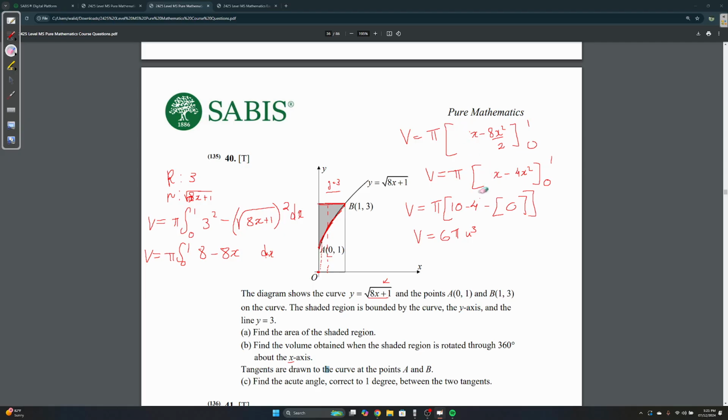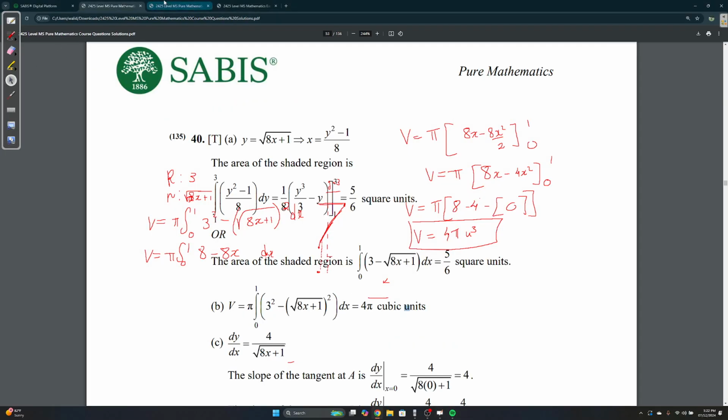In the exam, inshallah, I won't make these mistakes. But it's always when I'm recording, because I know when I'm recording, I'm half-focused and just going with the flow. I'm barely focusing. So 8 minus 4 would be 4. So 4 pi unit cube.